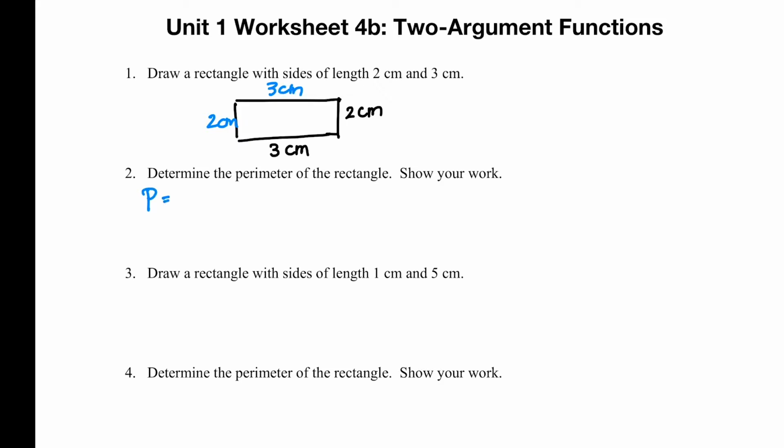So the perimeter is going to equal the short sides plus the long sides. We have 2 plus 2 is going to be 4 centimeters, and we have 3 plus 3 is 6 centimeters. Together that's going to be 10. And what you want to do is show your work. All right, so that is for number 1 and 2.